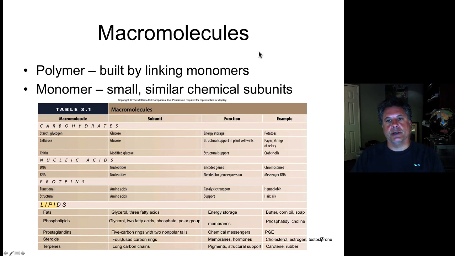Now, macromolecules, moving on. Macromolecules are polymers, meaning that they are built by linking monomers together. So much like you would take Lego building blocks and join them together and build a long chain of Lego building blocks, that is what a polymer is. When we polymerize building blocks together to form a long chain, we are building a polymer from the individual building blocks, which we call monomers. So a monomer is a small, similar chemical subunit that can be joined together to form a polymer, which constitutes the large molecules found in cells, the macromolecules.